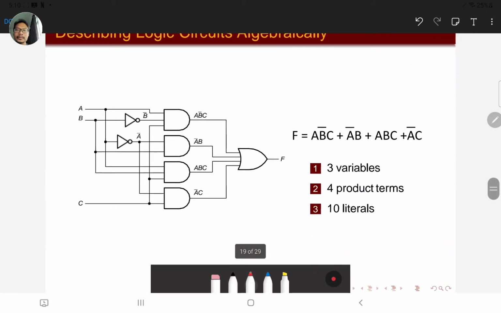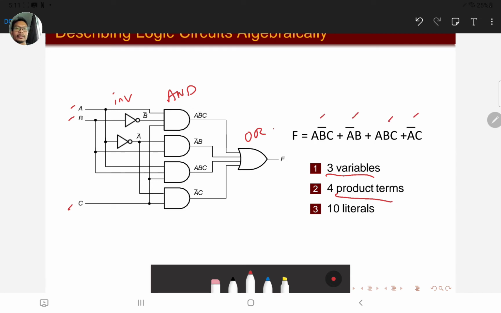See the example here. This is called the AND/OR network, with the inverter in the front because you require a B bar, and then you have the AND and you have the OR. It has three variables, four product terms, and 10 literals. The literals are 1, 2, 3, 4, 5, 6, 7, 8, 9, 10. And remember, the objective in Boolean simplification is to reduce the number of literals in your Boolean equation.